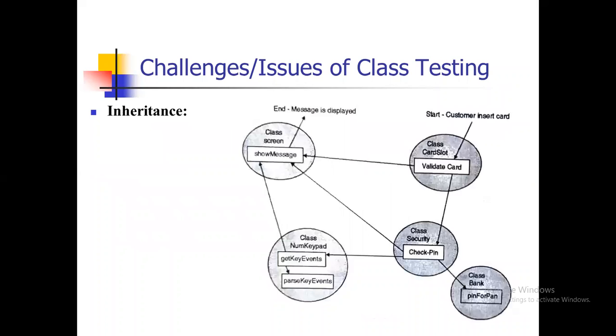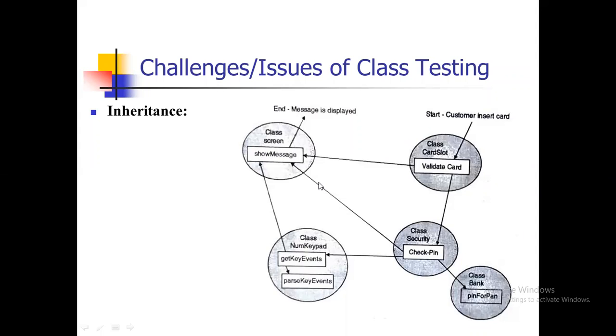Here you can see in this figure there are a number of classes, like class screen, class card slot, class security, class bank, class keypad. They contain several methods like show message, validate the card, check pin, pin for pan, get key events and parse key events. So the order of those classes can be complex here. First, as you can see from the start, the customer has to insert the card, then it validates the card, then checks the pin, then gets key events and shows the messages. So the order of the classes or methods that we are going to test is a complex thing in class testing.